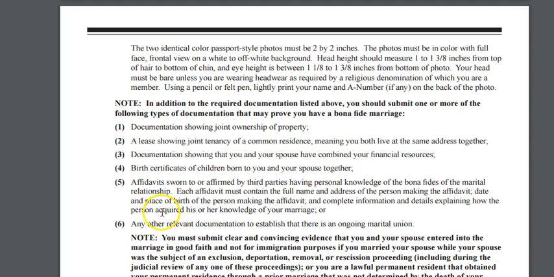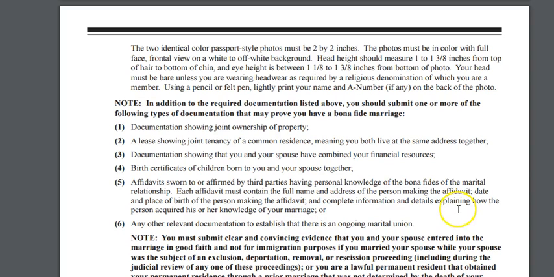They say you can even submit a statement from a third party stating, I know those two people, they were married on a specific date. Those witnesses will write their name, address, and birth date. You may not need this, but if you want, you can. They also say any other relevant document.